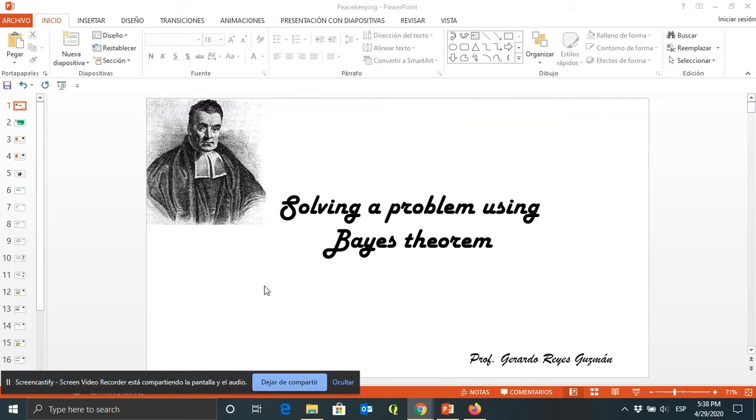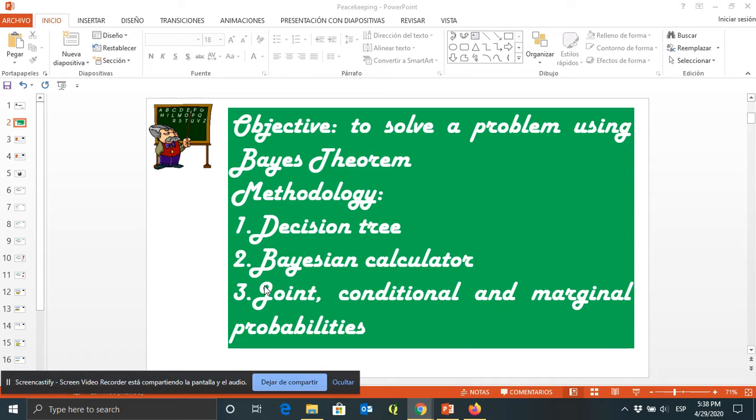Hello, my friends. Today we will be working with Bayes' theorem. The objective is to solve a problem using Bayes' theorem and the methodology: 1. Decision tree, 2. Bayesian calculator, 3. Joint, conditional, and marginal probabilities.